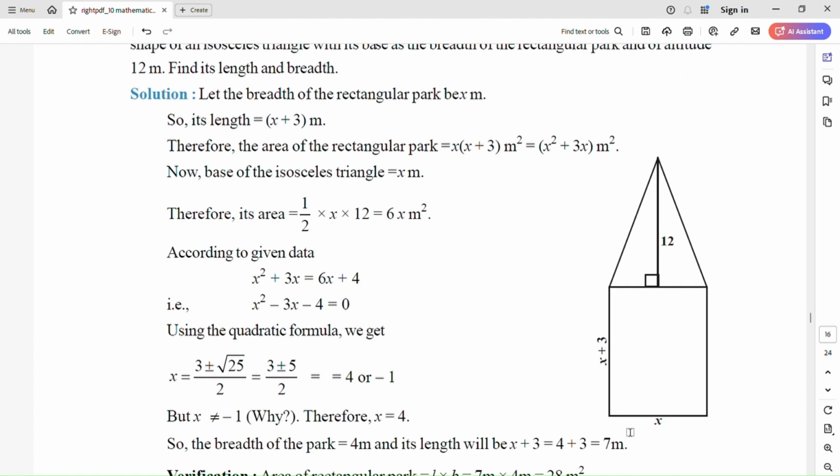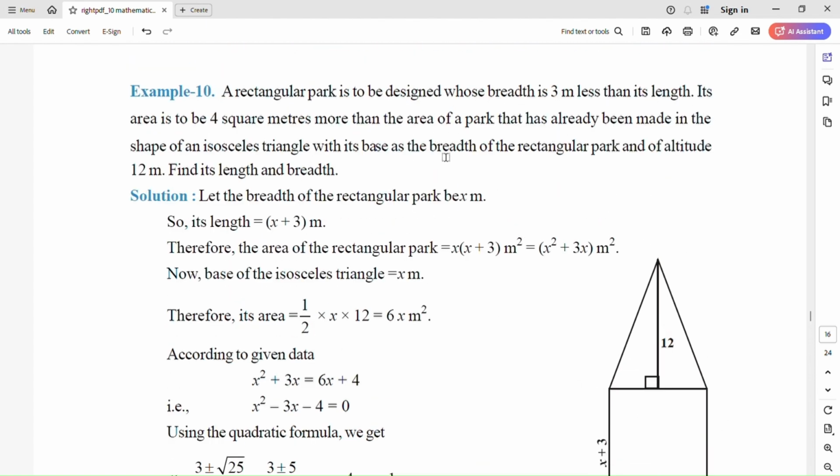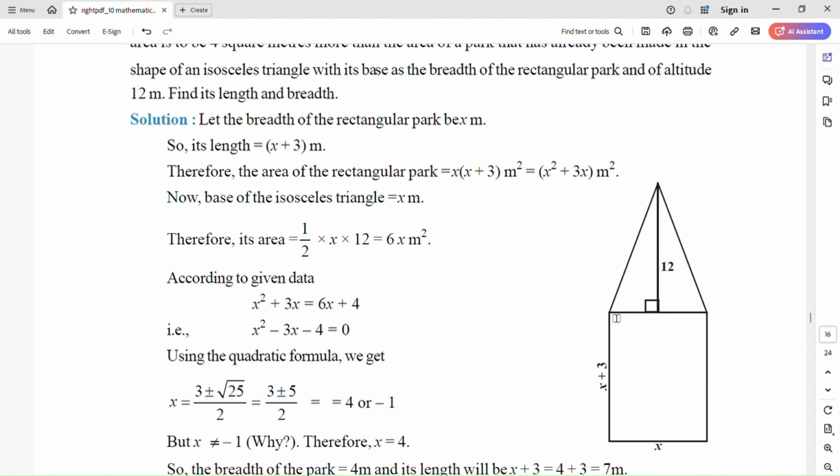This is the length, x plus 3, then the breadth is 3 meters less, so it is x. Its area is to be 4 square meters more than the area of a park that is already made in the shape of an isosceles triangle with its base. Okay, so there is an isosceles triangle here.